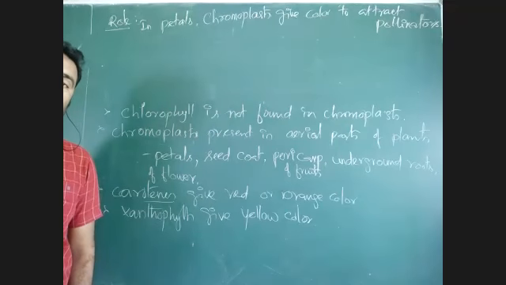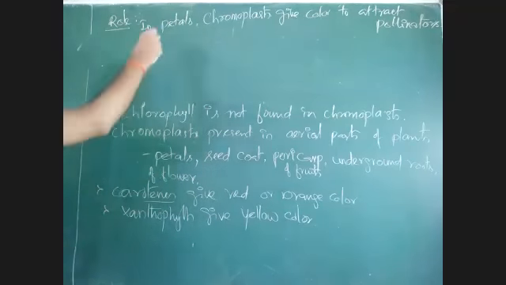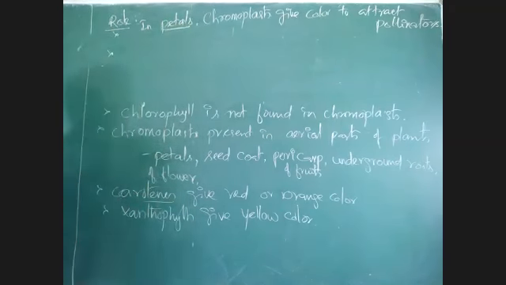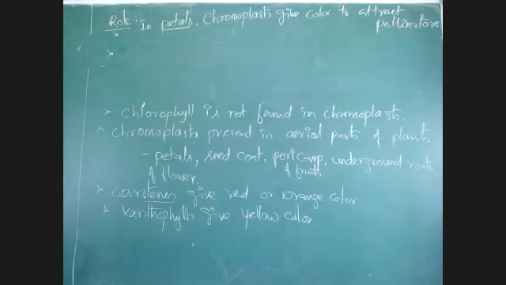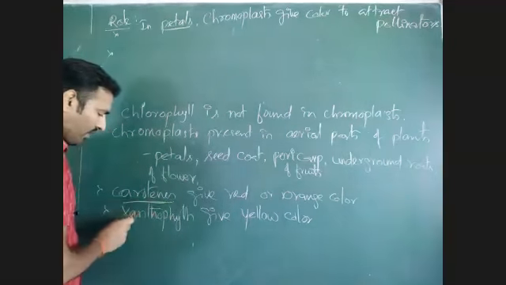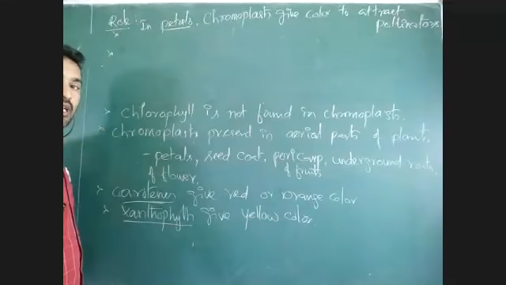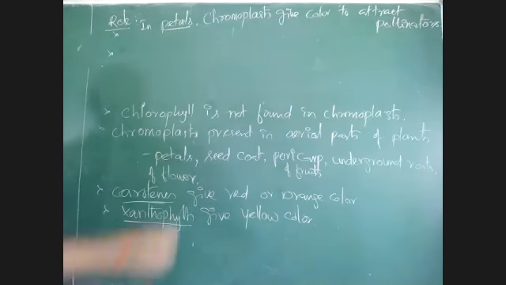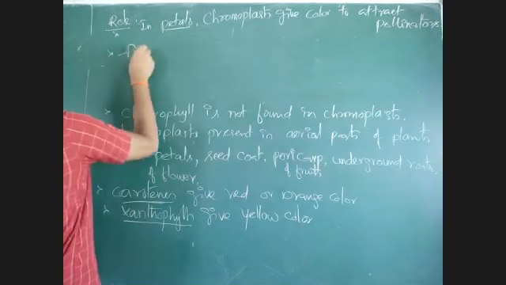The pollinators are attracted towards the flower due to the bright color of petals. That bright color came due to the presence of chromoplast, which has carotenes and xanthophylls. The petals are bright in color, so they are attracting the pollinators. That is one point.